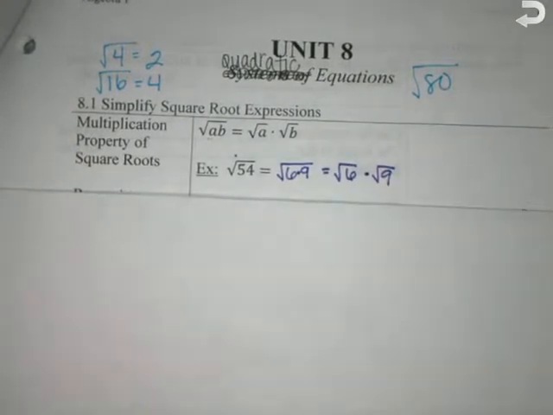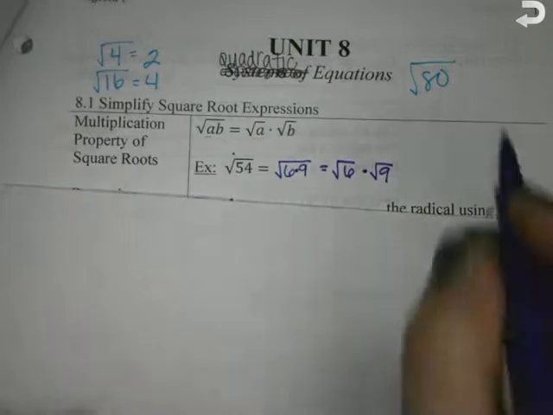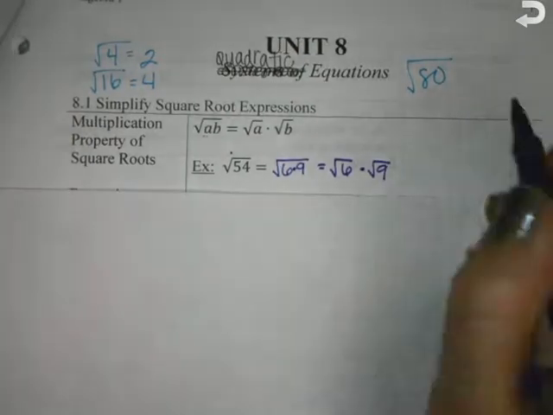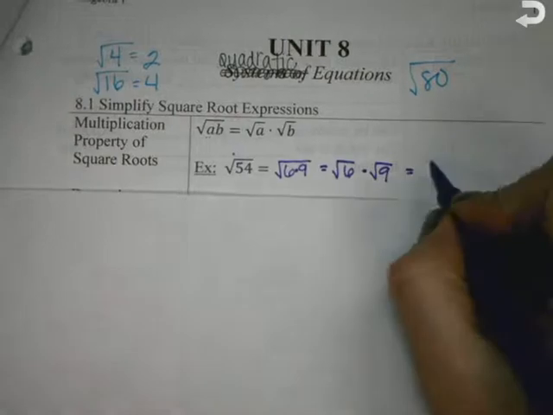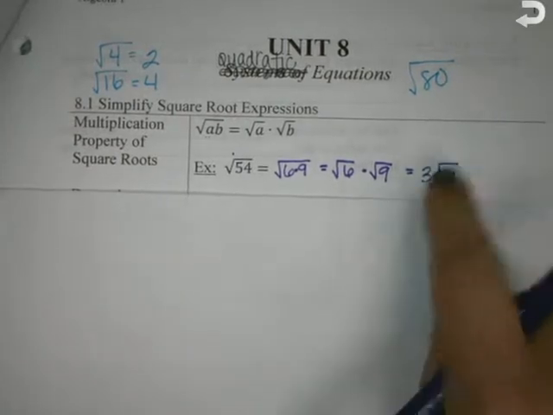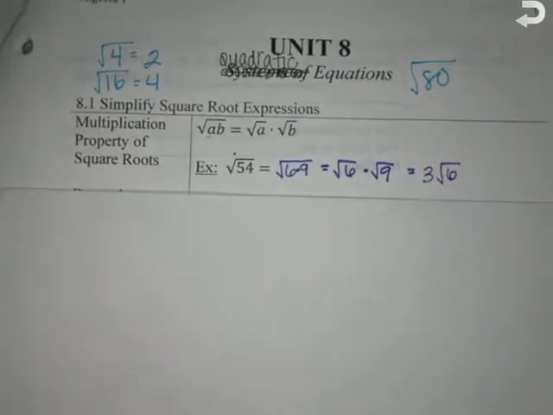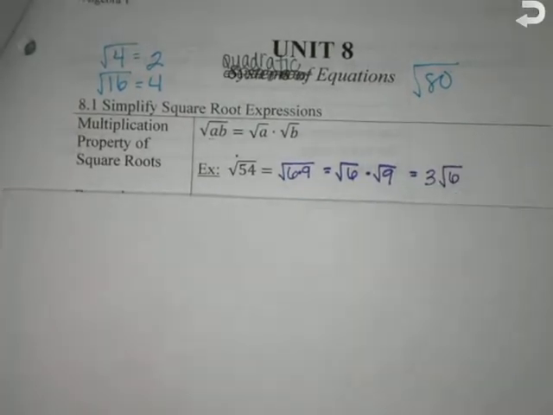Okay, so I can just split it up. Does that make sense? Okay, now, Abby, what's the square root of 9? 3. So this is the same as 3 times the square root of 6, and we just simplified it as much as possible. We can't take the square root of 6, so we just leave it. Okay? We will practice with this part.